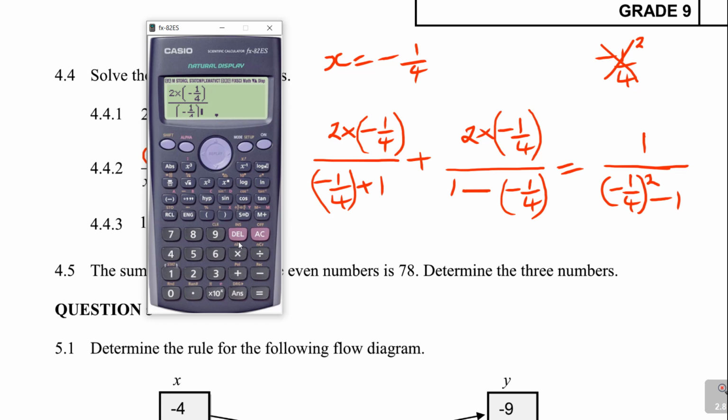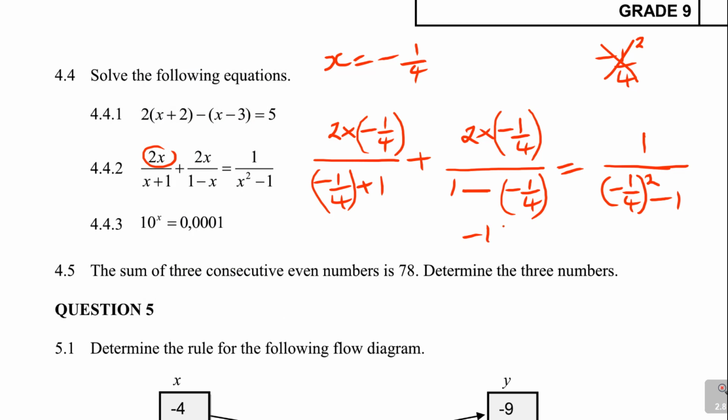We close that bracket, and then it says plus 1. Alright, and then plus, again you do the same thing. You say 2 times, open a bracket, negative 1/4, and then over, you have 1 minus bracket negative 1/4. I'm just substituting as is. Then I must have my equal sign. I'm getting negative 16/15. Now that's my left hand side.